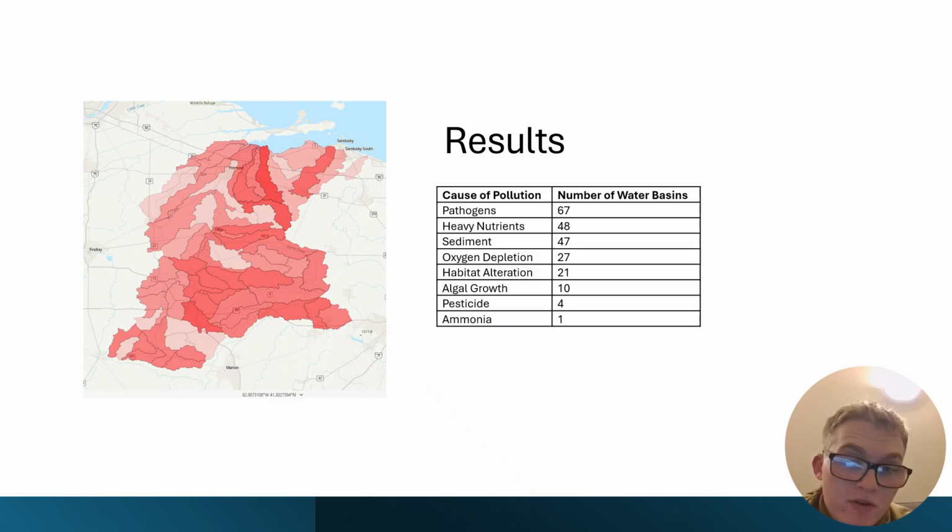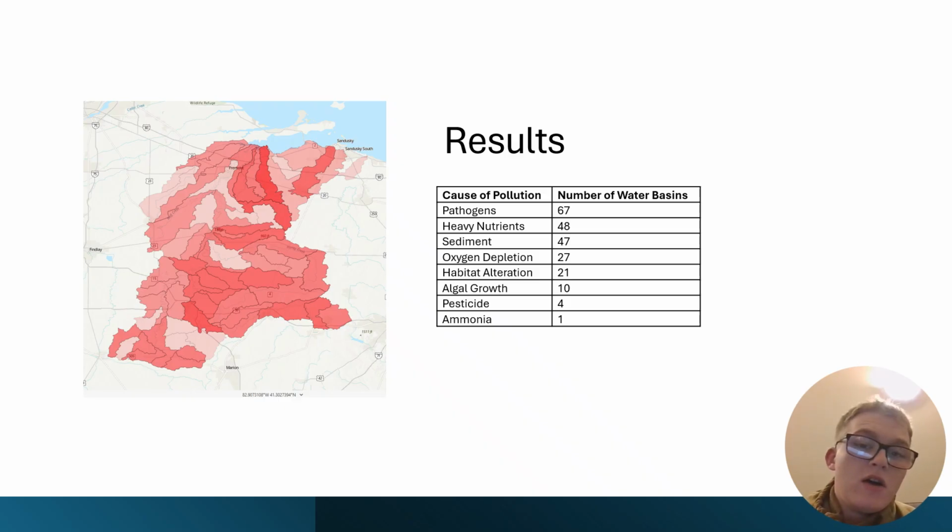Otherwise, the second most pollutant was heavy nutrients. This was actually to be expected from the area. It's a very heavily farmed area, so we already knew that over application was a big problem for Lake Erie. It's what causes most of the algae blooms, and this can be seen with the EPA's data. As you can see, a large majority of our catchments had heavy nutrients.